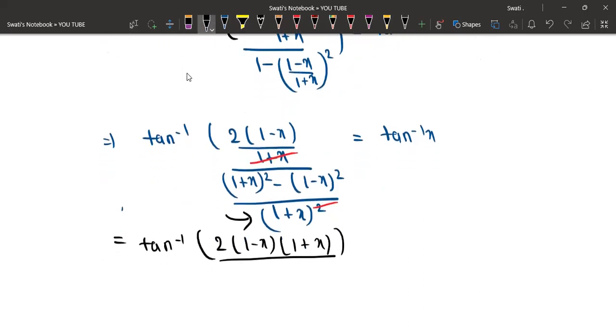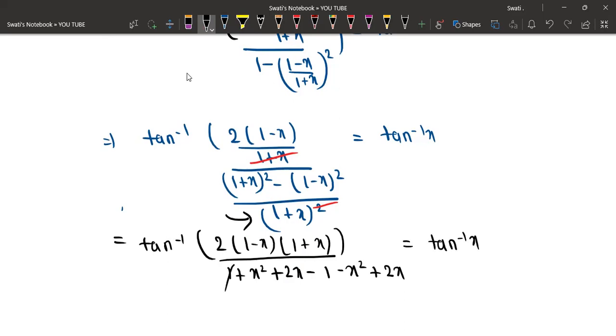So if you simplify this using the formula of a plus b whole square, it is a square plus b square plus 2ab, that is 2x only. And here this will become, in bracket it is a square plus b square. But if you remove the bracket, the sign will get changed to minus x square and then minus 2ab. But of course, if you remove the bracket, the sign will get reversed. So it will become plus 2x, right? And then equals tan inverse x as it is.